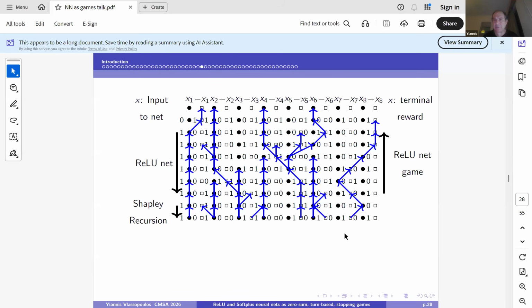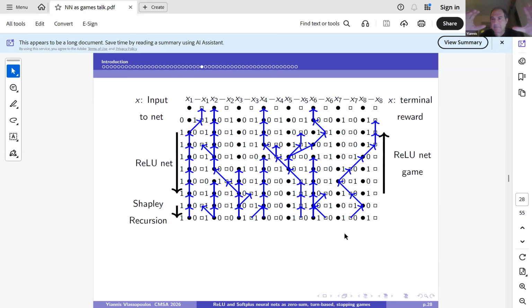So these are the trajectories, and you can see the terminal reward. The input to the net is some vector x, which has 8 components, x1 up to x8. You have to input that as a terminal reward on the positive, the max states, and minus that on the negative, the min states. So that's how this game is played.